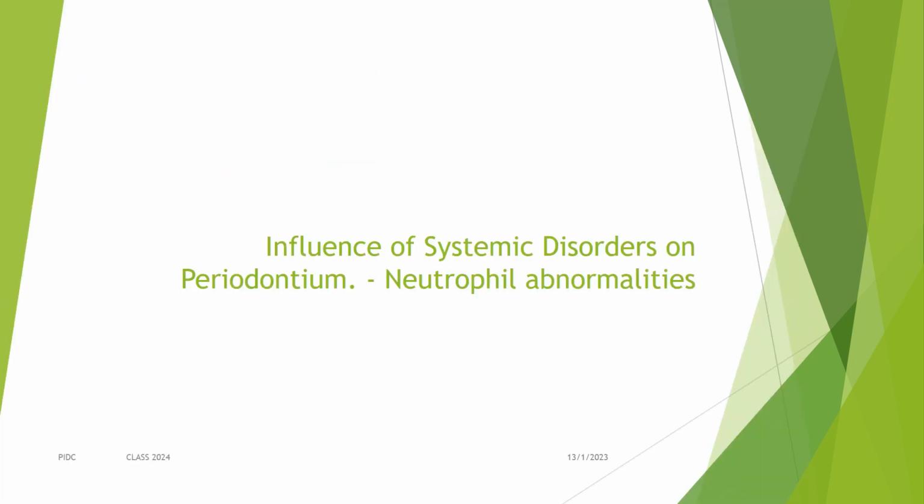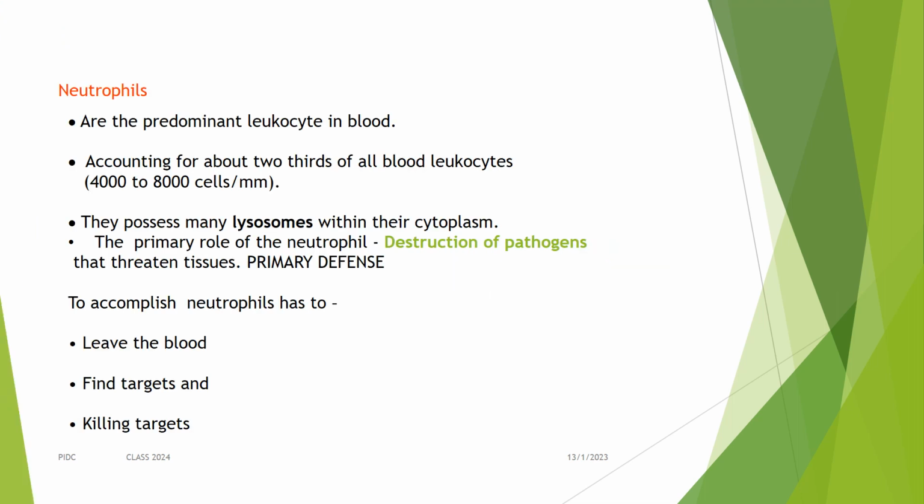Next, coming on to the influence of systemic disorders on periodontium, the neutrophil abnormalities. So, starting with what are neutrophils? They are the predominant leukocytes in the blood, accounting for around two thirds of the blood leukocytes. They possess many lysozymes within their cytoplasm, and the primary role of neutrophils is the destruction of the pathogens that threaten the tissues. They act as the primary defense cells.